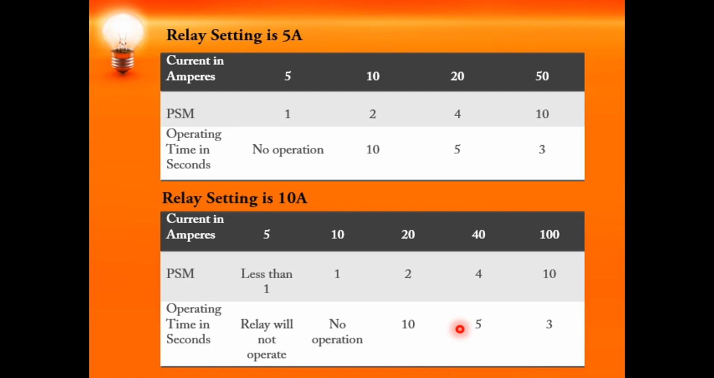And you observe that the TMS maximum value is equal to 1, but our PSM, you can see, has values which are greater than 1. So this is all about how you can set the current and the time in the case of overcurrent relay. So we will see the examples of this in the coming sessions.